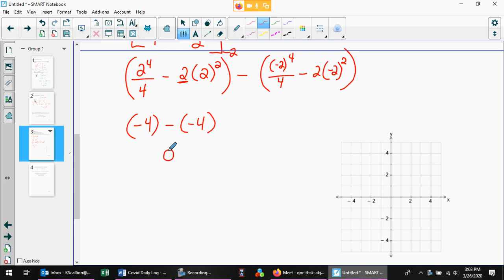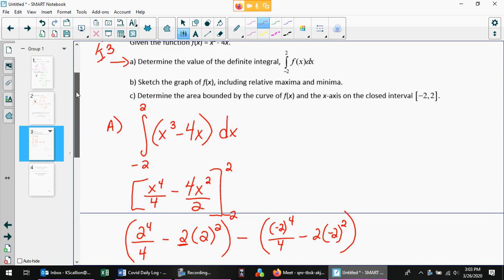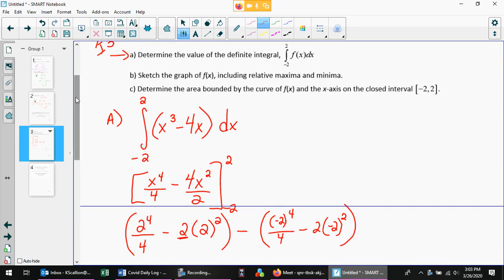Okay, so areas of 0, but we know that there's going to be an area under the curve. So let's go ahead and do part B, which is solving it graphically. Sketch the graph of f of x, including relative maxima and minima. The 'a' on the end is just plural. It's just a way to say all of them.